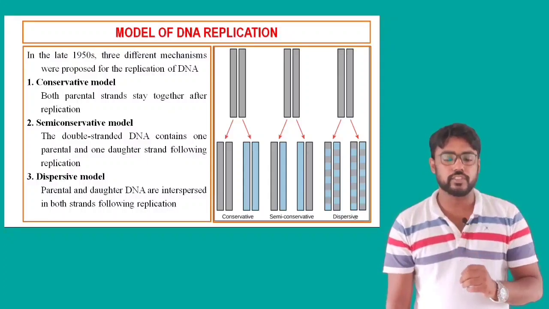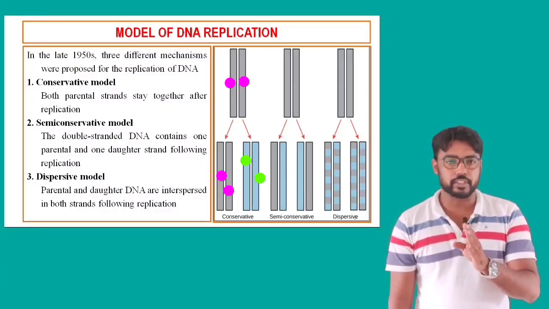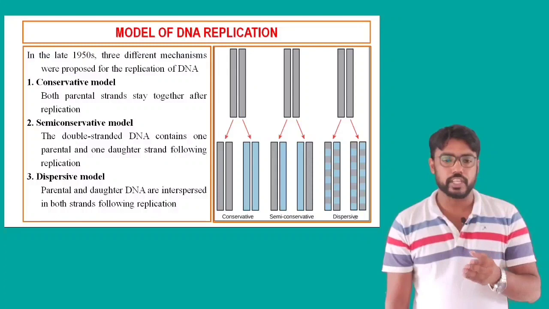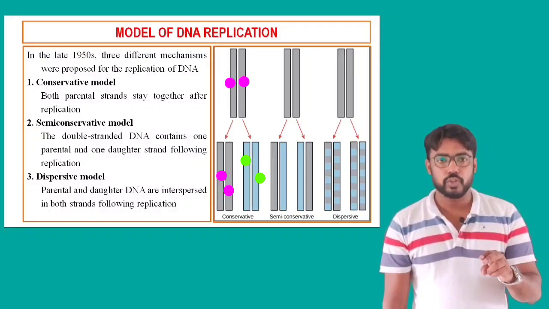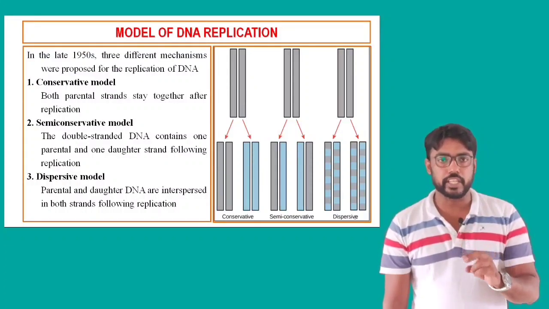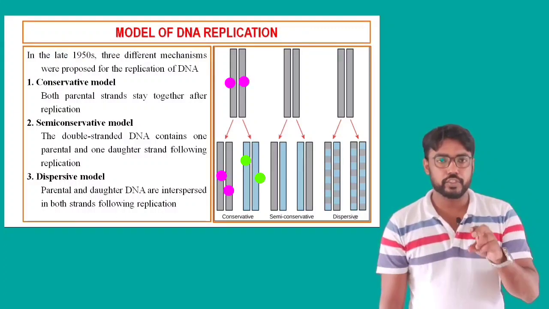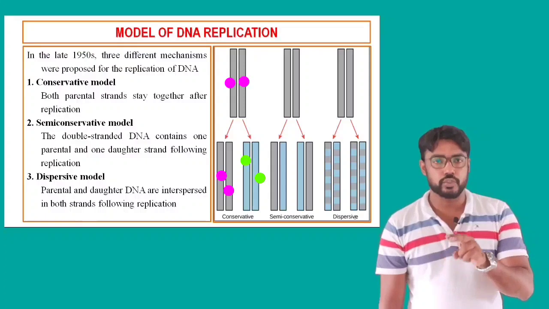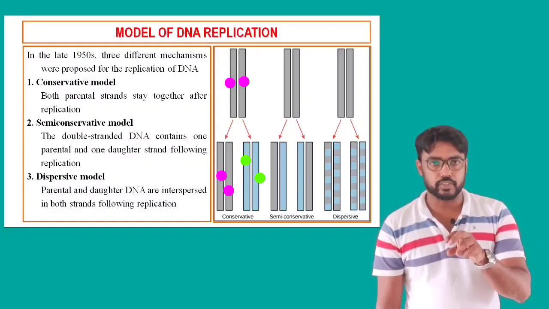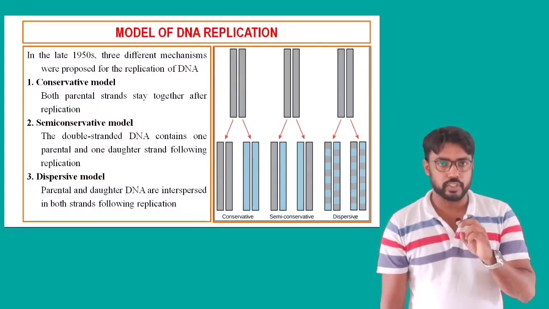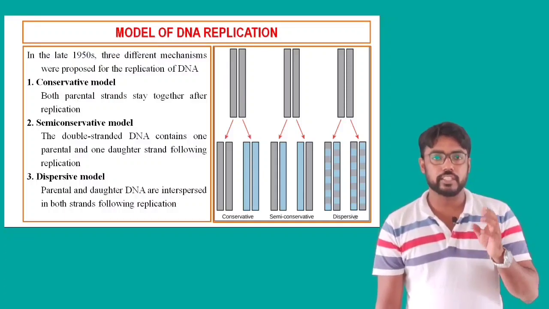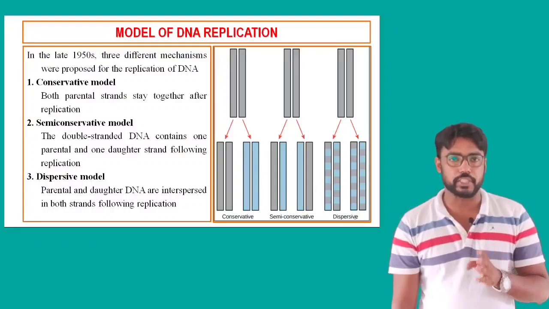In this figure, you can see the two black parent strands going for replication, and it forms two double-stranded DNA molecules. One double-stranded DNA has the two original parent strands, and the other double-stranded DNA has two strands of new daughter strands. This is known as the conservative mode of replication, and next is the semi-conservative mode of replication.